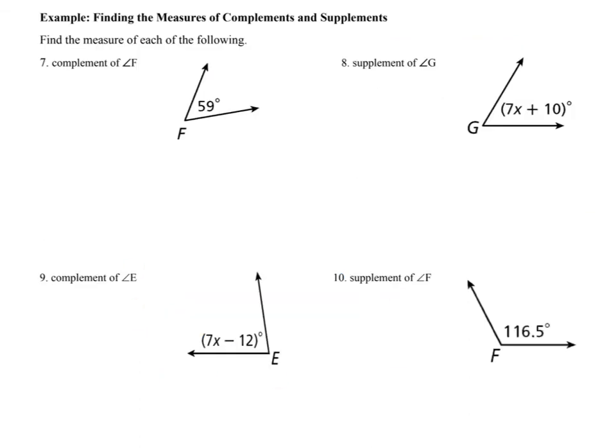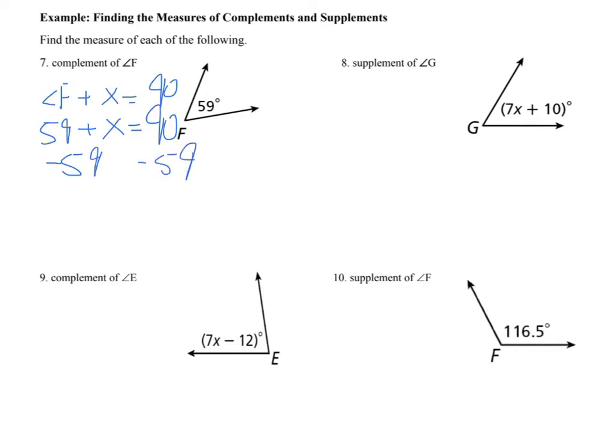All right, some quick examples of using the idea of complementary and supplementary. So this first question says, find the complement of f. Well, remember, complement goes with 90, so I'm going to say angle f plus something I don't know should equal 90. I know angle f's measure is 59, so I say 59 plus x is equal to 90. Now if I want to solve for x, I'm just going to subtract 59, and I'm going to get x equals 31.